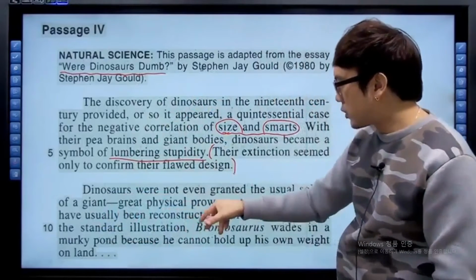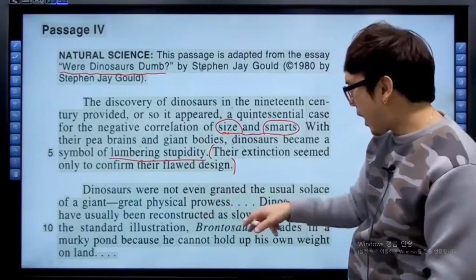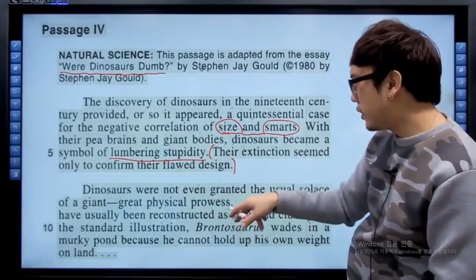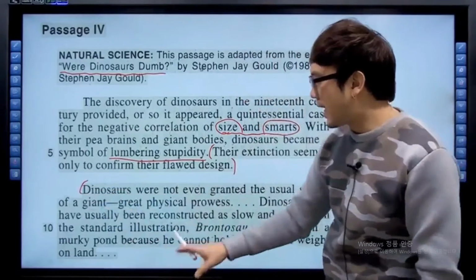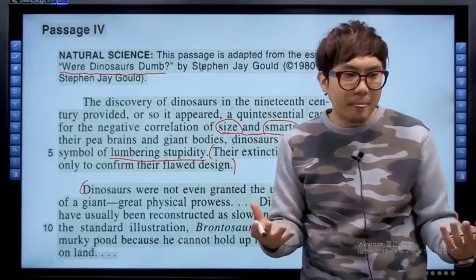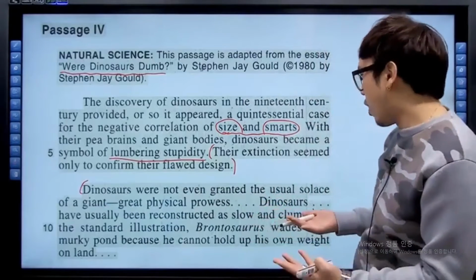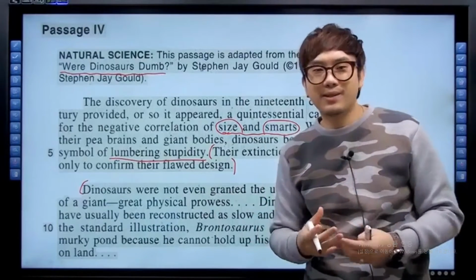It says, dinosaurs not even granted the usual solace of a giant. Great physical prowess, dinosaurs have usually been reconstructed as slow and clumsy, right? So we're saying that dinosaurs were not even given this advantage, the usual solace of a giant. So what we're talking about is that giants, right?